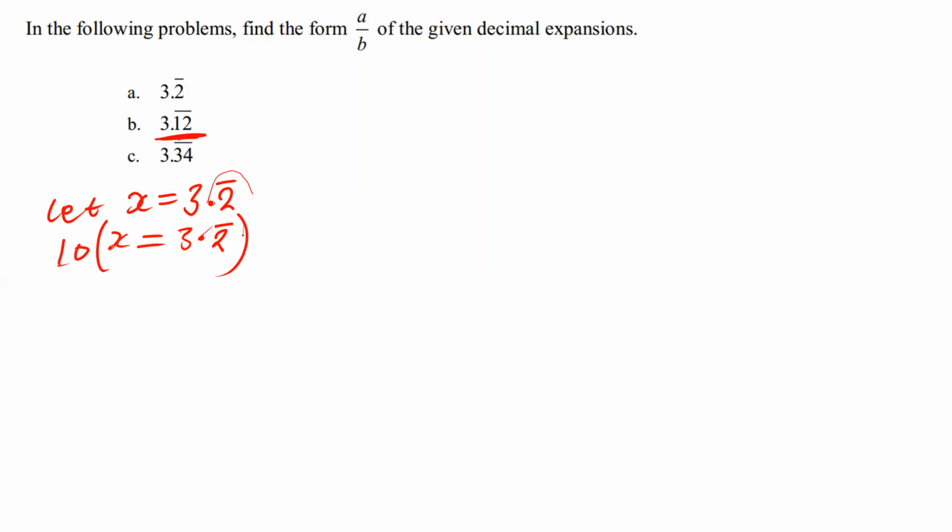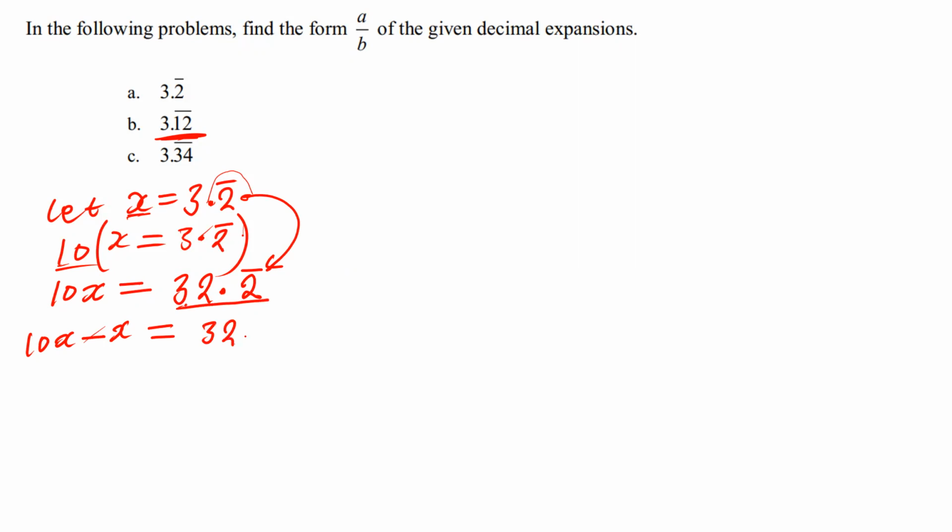So if I multiply 10 times x, I'm going to get 10x. So 10x will be equal to, if I multiply 10 times 3.2 bar, I'm going to get 32.2 bar. This 2 is repeating, so it will still be there. And then from there, what we need to do is to subtract this equation from this equation. So we are going to say 10x minus this x there, and then this is equal to 32.2 bar minus 3.2 bar.